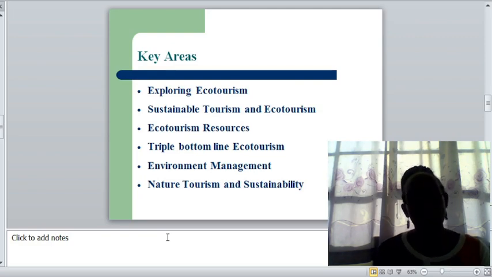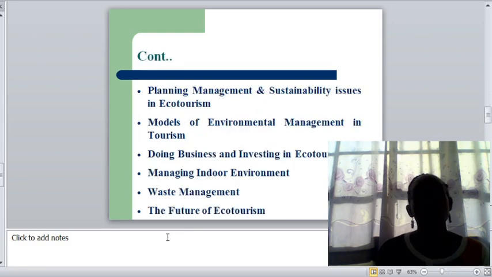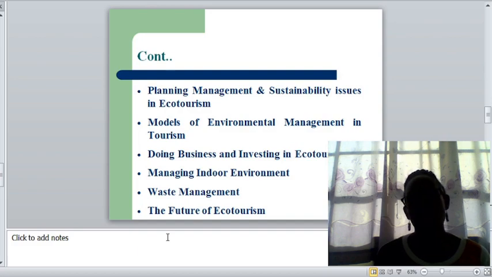Then another key area or topic is nature, tourism, and sustainability. Here we are going to look at the principles of sustainability. We are going to look at nature tourism. What are the key factors that determine nature tourism and the factors that threaten sustainability in natural settings? We are also going to look at planning, management, and sustainability issues in ecotourism, from the point of tourists arriving to the time they leave, so that we are able to sustain ecotourism.